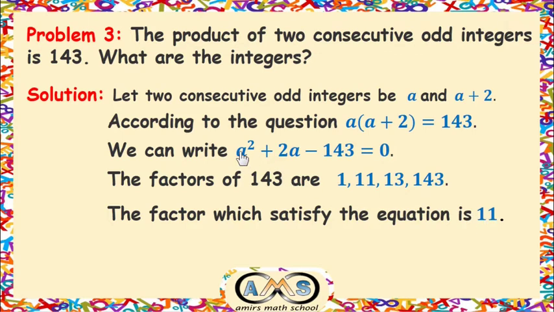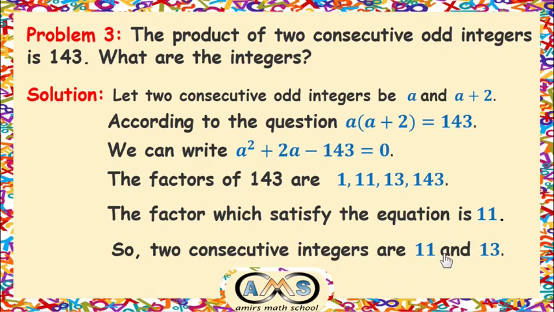That is, if we substitute the value of a equal to 11, then the left hand side and right hand side of this equation will be equal. That is, the equation will be satisfied. So, the value of a is equal to 11. The odd integer is 11 and the next odd integer will be 11 plus 2, that is 13. So, we can say the two consecutive integers are 11 and 13. This is our required result. If we take the negative factors of 143, in that case the two consecutive integers will be minus 13 and minus 11.